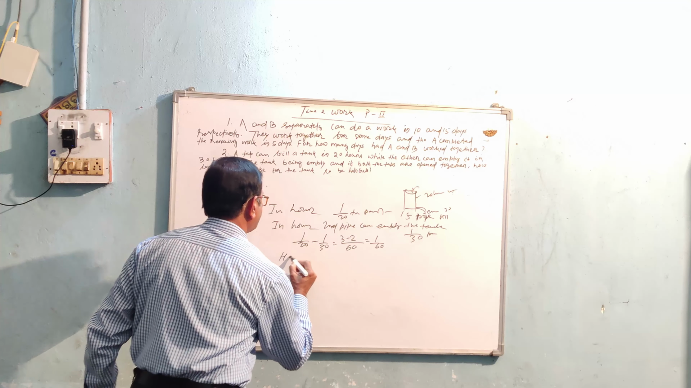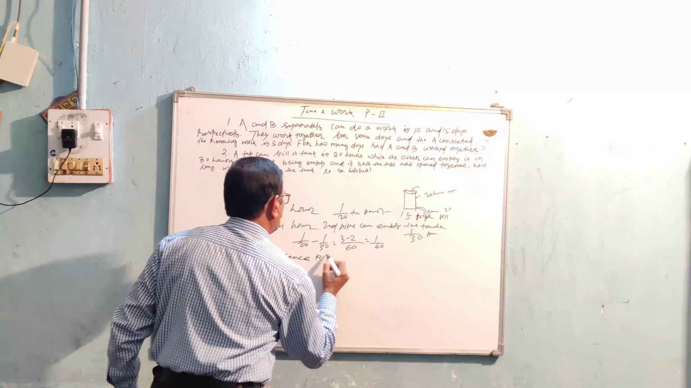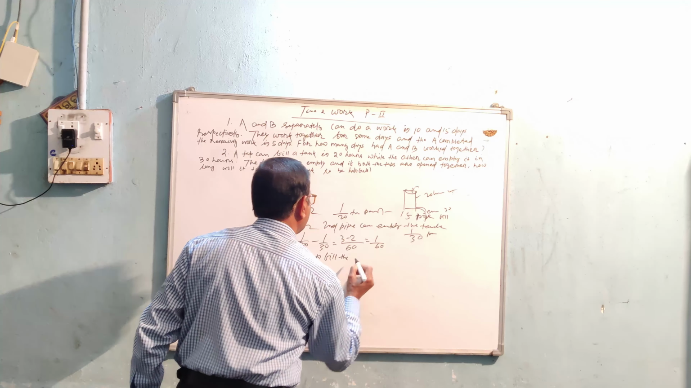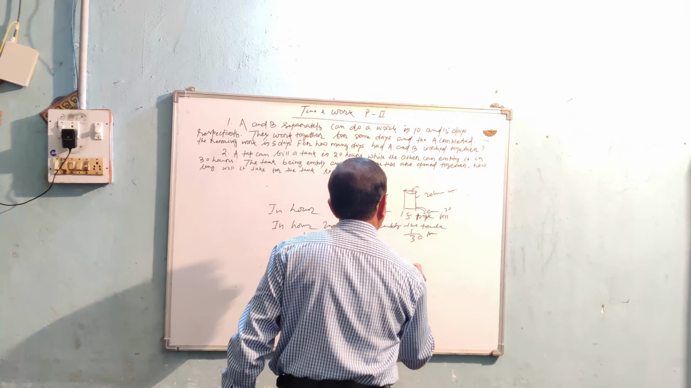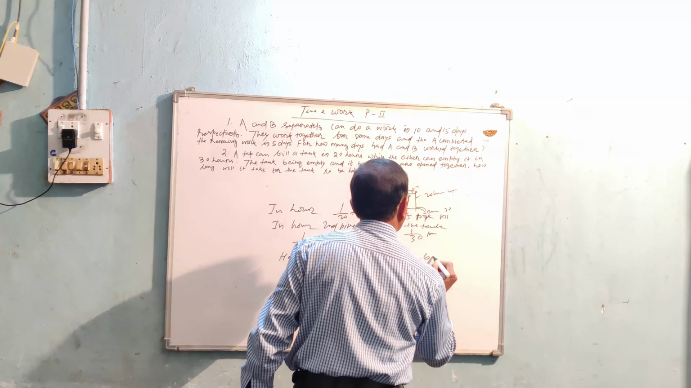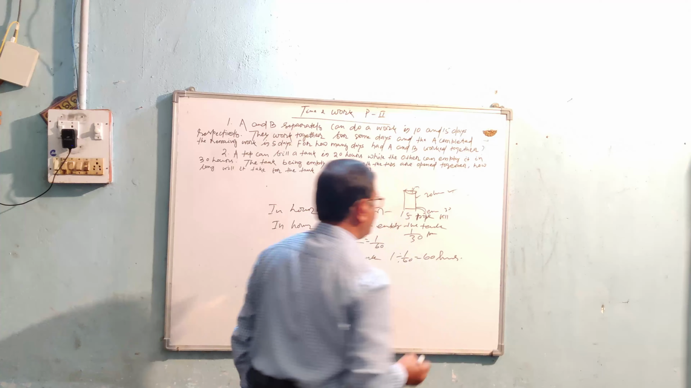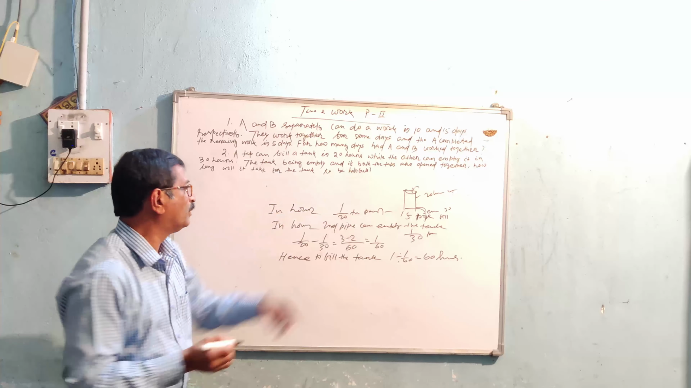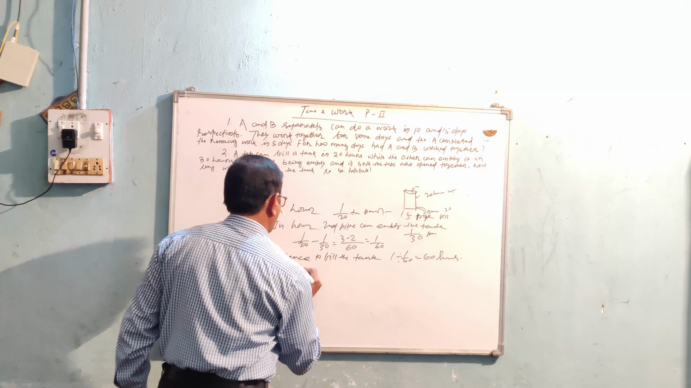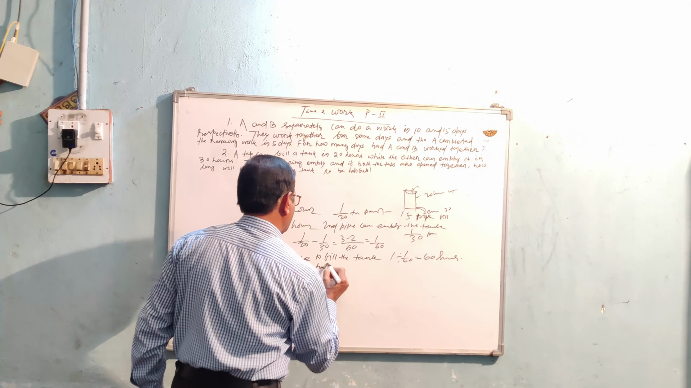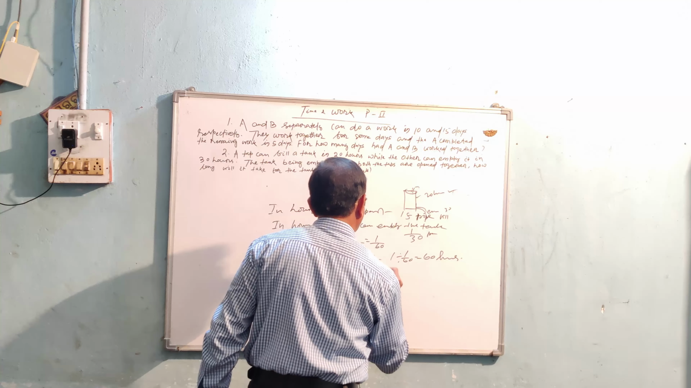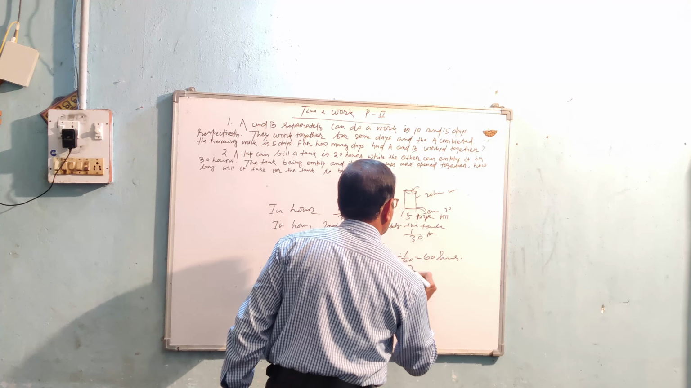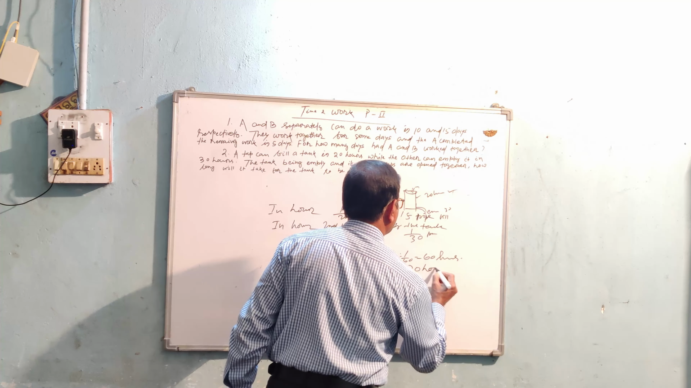In 1 hour 1/20th part of the tank is filled and 1/30th part is emptied, so in 1 hour 1/60th part of the tank is filled. Hence, to fill the whole tank it will take 60 hours. But we have been asked half full. For half full of the tank, it will take 30 hours.